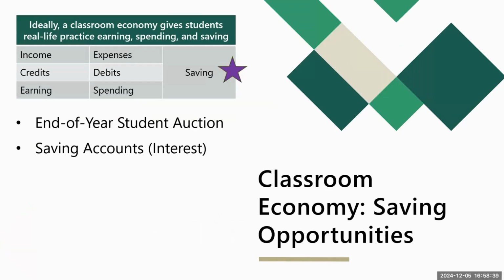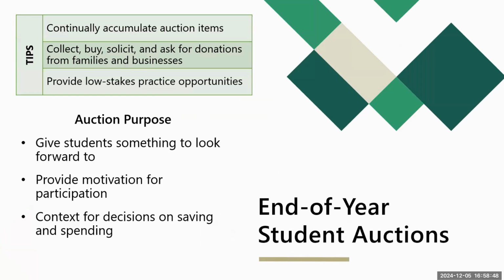Quickly, before we're wrapping up here, I just want to talk about saving opportunities. We talked a little bit about the purpose. We want kids to feel engaged. They're saving money, right, or accumulating money. Let's say they're not spending it on weekly rewards. Well, what's the point? What are we going to do with it? And both of us did end of year student auctions where they could buy real things with fake money.